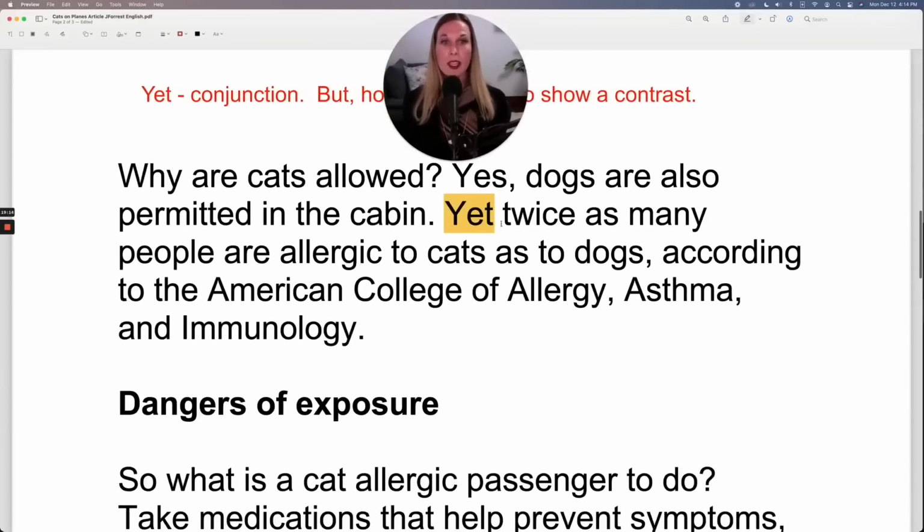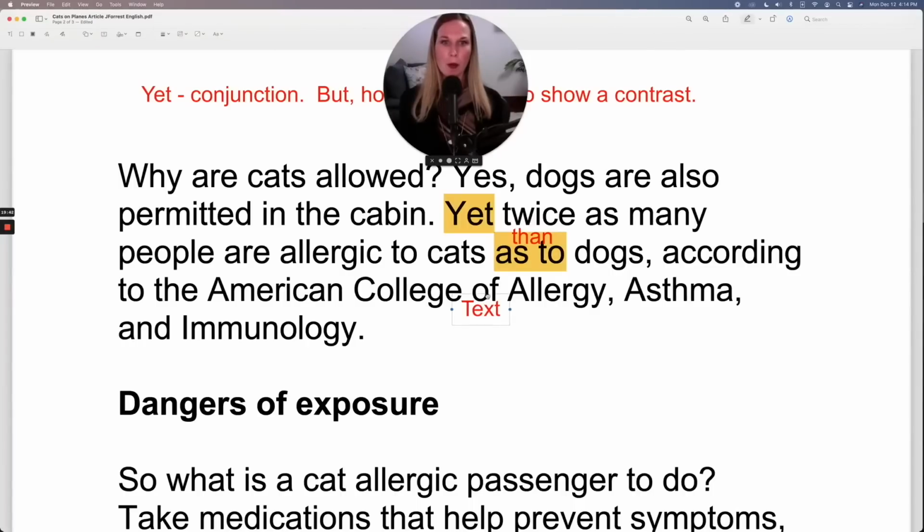Let's continue on. Yet, twice as many people are allergic to cats as to dogs. Here, they chose to use as to dogs. Honestly, I would say than. So we have twice as many people are allergic to cats than dogs. That's what I would say, than dogs. And you're probably more familiar with that wording.